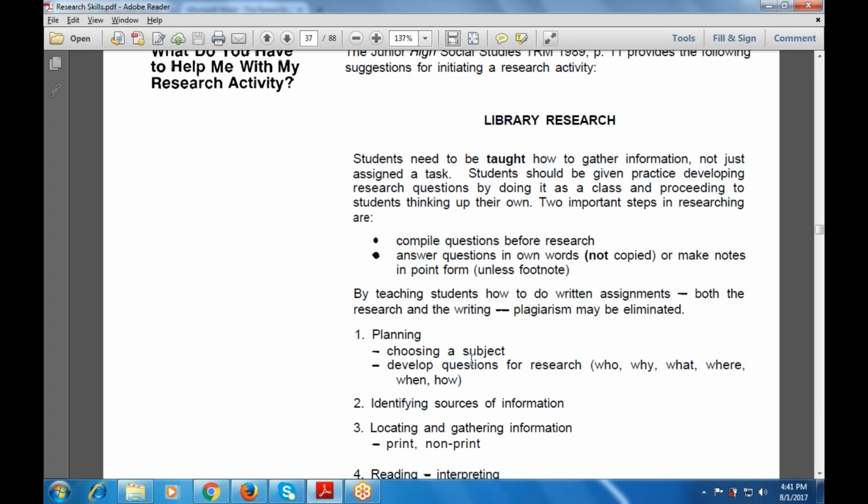Then second is identifying the sources of information. What are the various sources of information that should be used. Identifying the sources of information that should be gathered. Then locating and gathering information, that may be print or non-print.